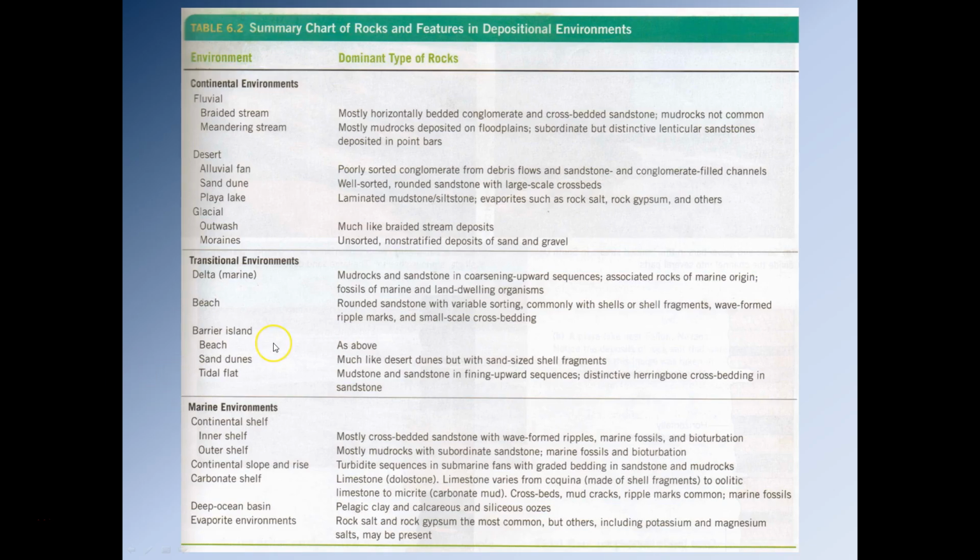Alright, so these are the environments that we've looked at so far. We've looked at the continental environment, so fluvial systems, desert systems and glacial systems. And we also looked at the transitional environment, so deltas, beaches, barrier islands and tidal flats. So now we are moving on to the marine environments. Essentially these are depositional environments that are constantly submerged underwater.